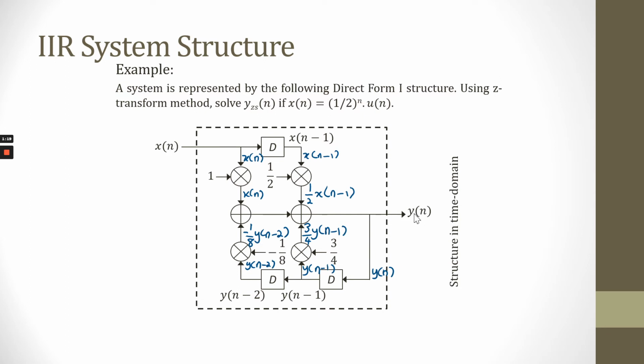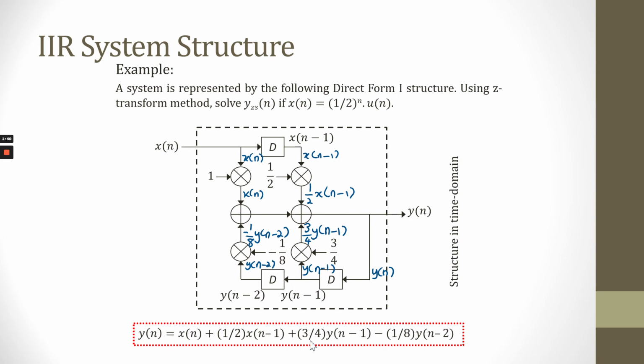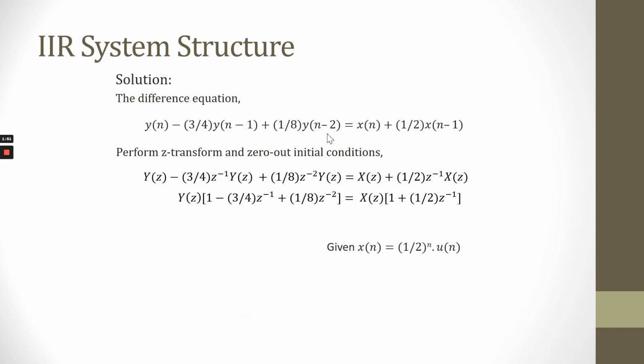So to read this equation, we have y[n] equal to x[n] plus half x[n-1] plus 3 over 4 y[n-1] minus 1 over 8 y[n-2]. Okay, so this is the equation as we read the output y[n] from this direct form 1 structure. And then from this one, you rearrange your equation so that the current and past output are on the left, and the current input and the past input are on the right.